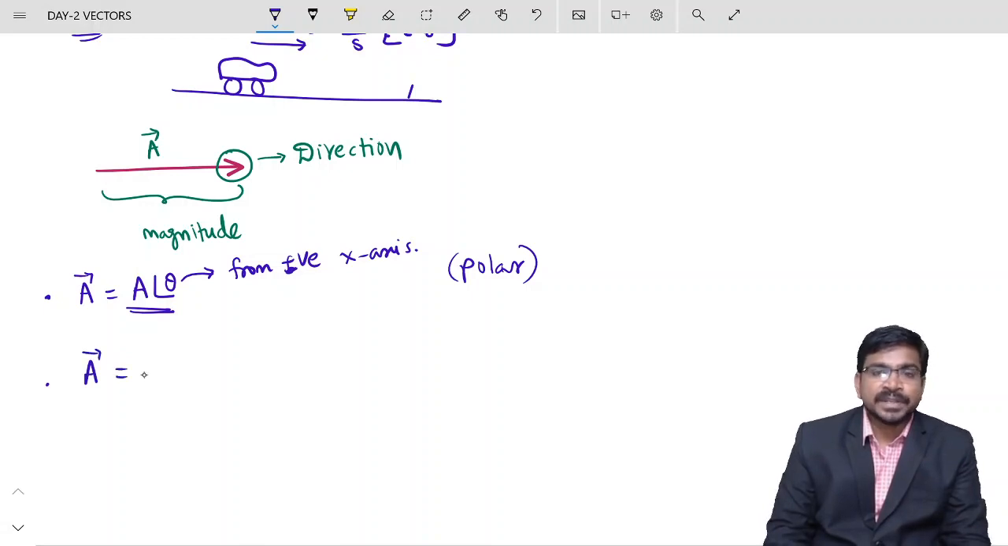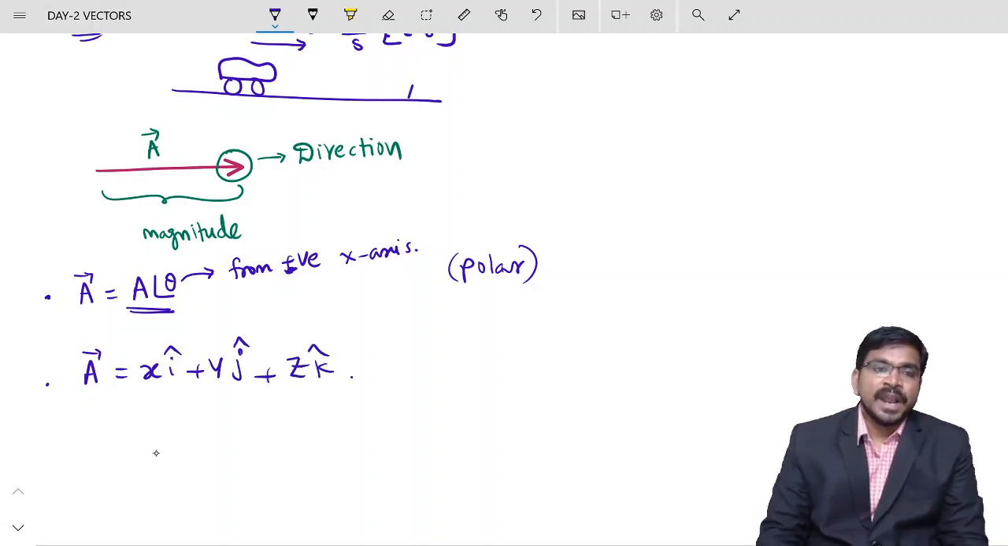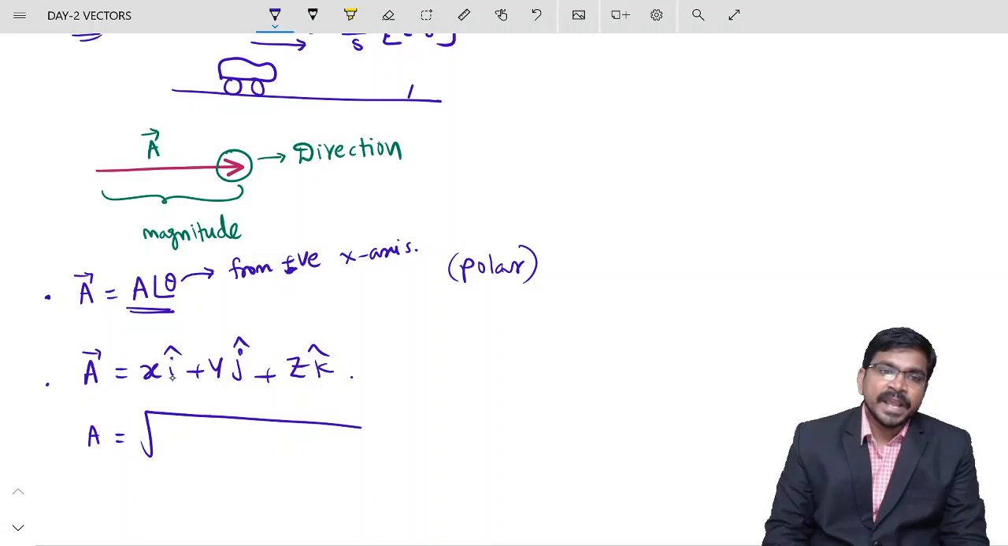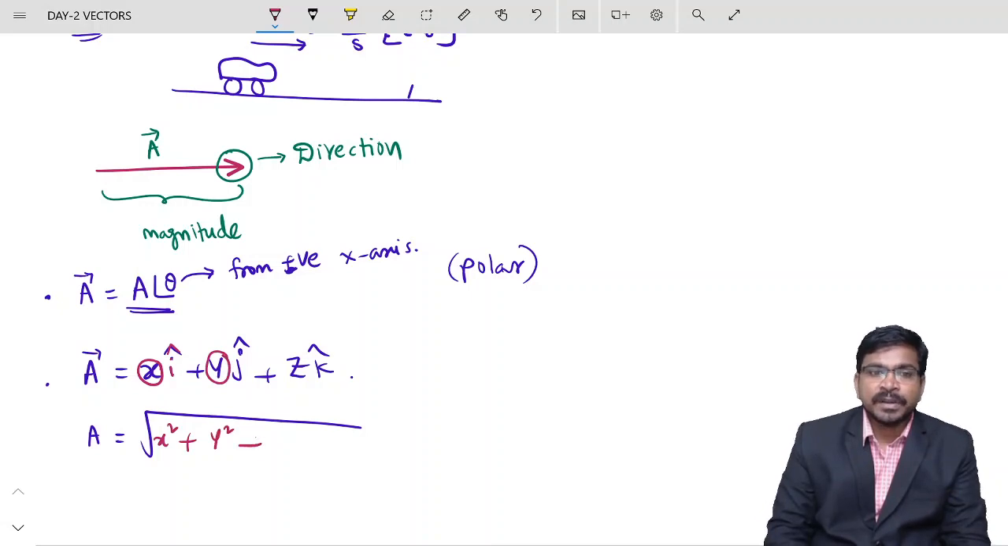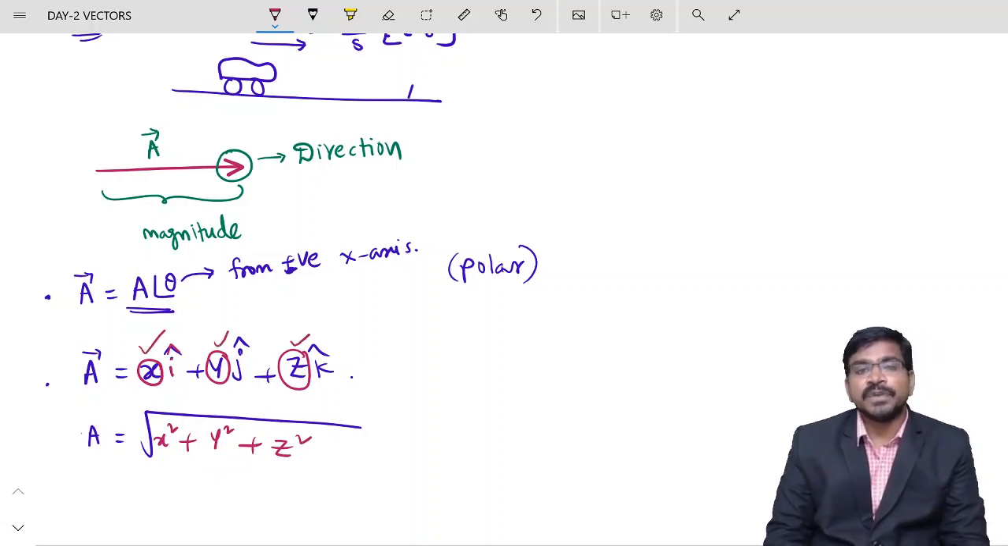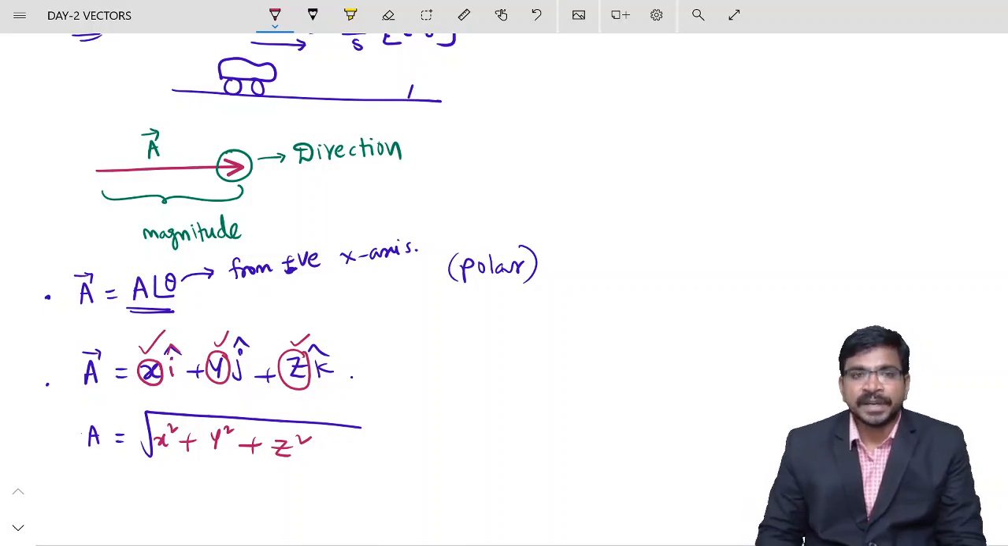A can be represented as x in the i direction plus y in the j direction plus z in the k direction. And the magnitude of this vector can be calculated with the help of this formula: the i coefficient squared, that is x squared, plus the j coefficient y squared plus the k coefficient z squared, all under a square root. Here for magnitude, we are taking only the magnitudes of the individual vector components along the x-axis, y-axis and z-axis respectively.